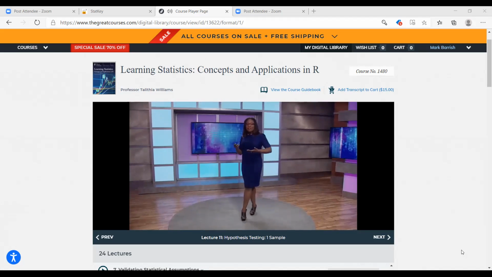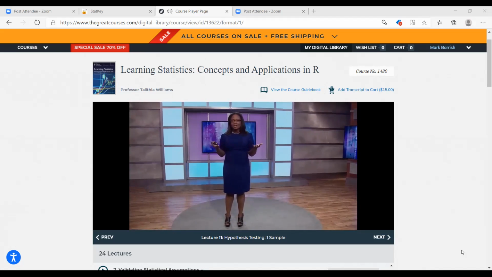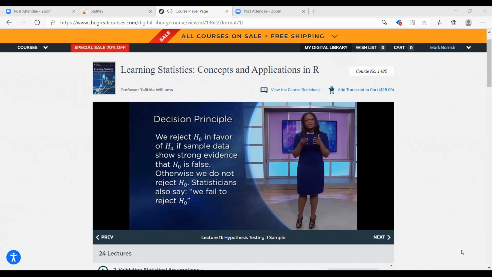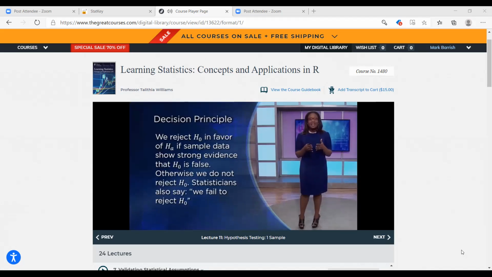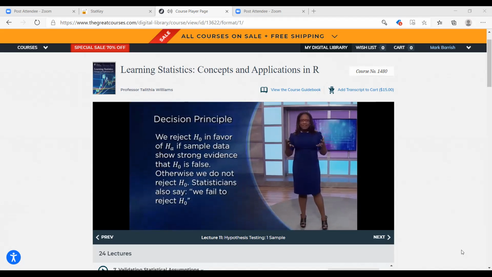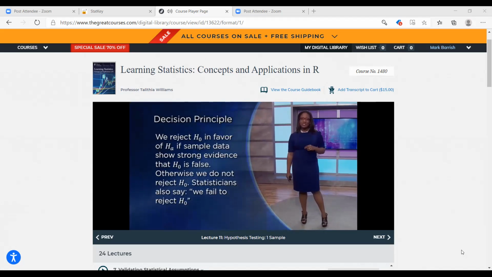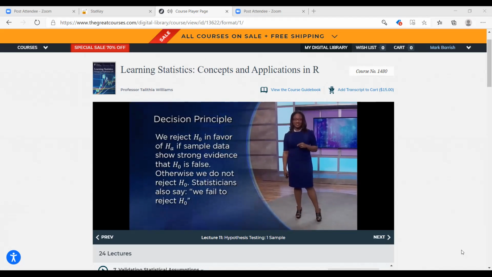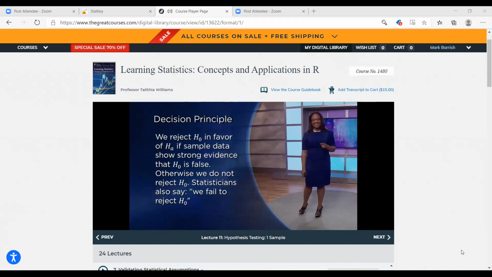And so we need a way to decide between the null hypothesis and the alternative. And this is what our decision principle is. We're going to reject the null hypothesis in favor of the alternative if our sample shows some strong evidence that that null hypothesis is false. Otherwise, we don't reject it. Statisticians also say we failed to reject H naught, like it's a failure if we can't reject the old theory.